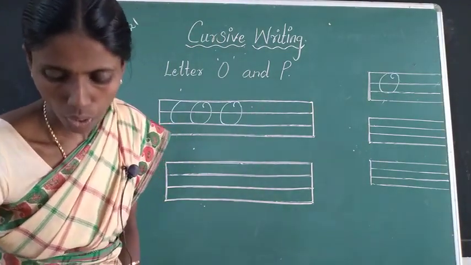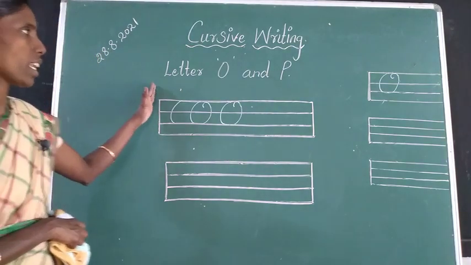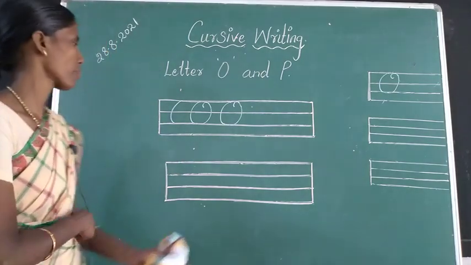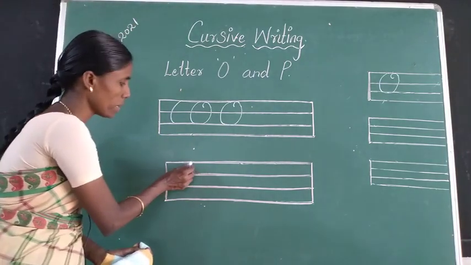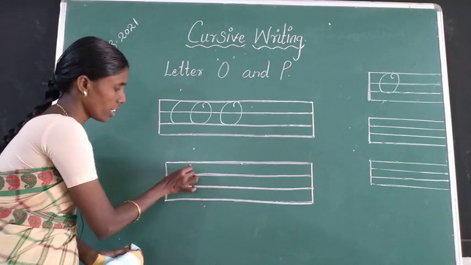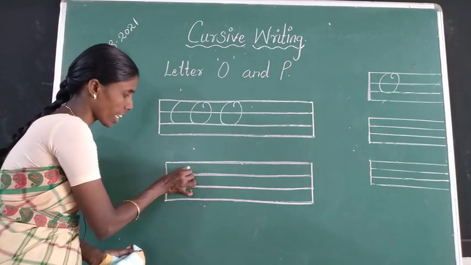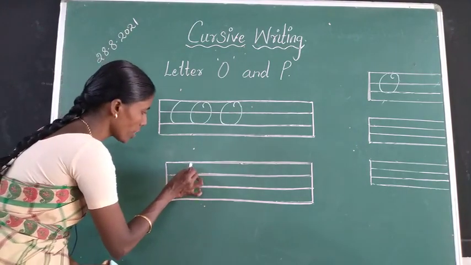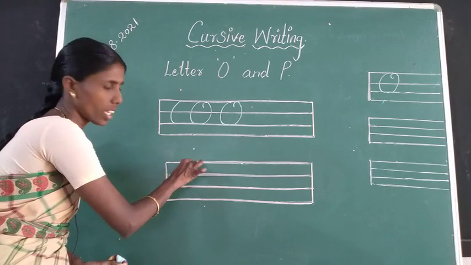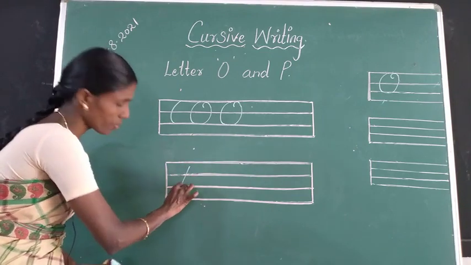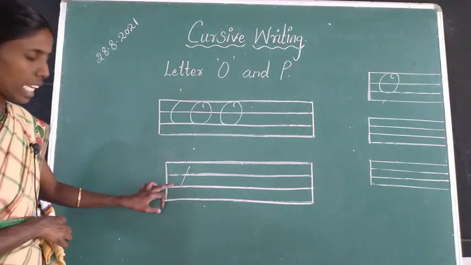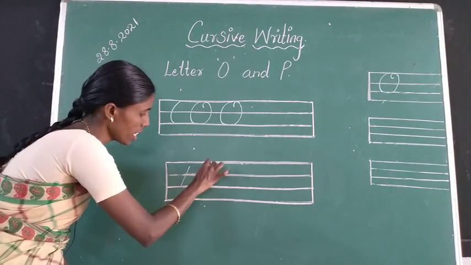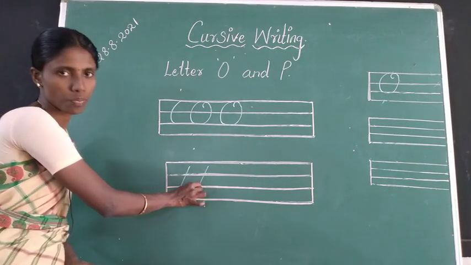Now we are going to learn the capital letter P. How to write the capital letter P. First of all, put a pencil point in between the first and the second line. Draw a slant line, come down with a slant line till the third line.